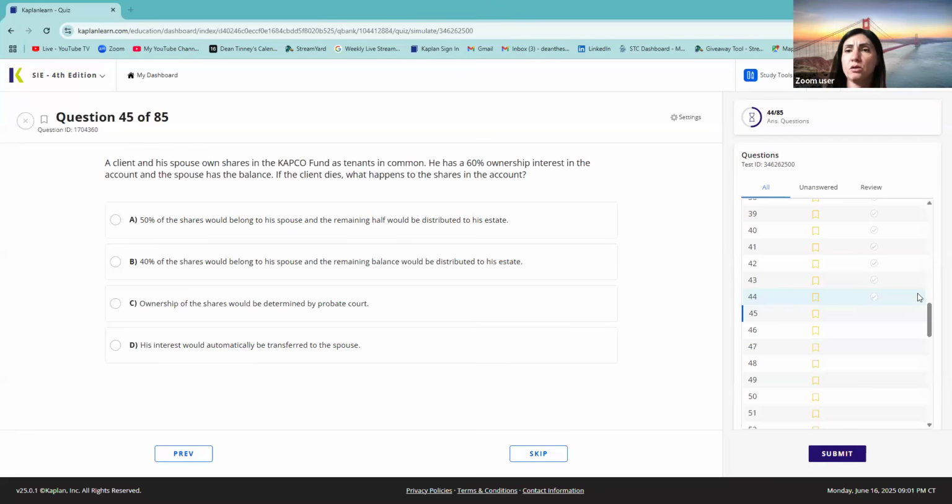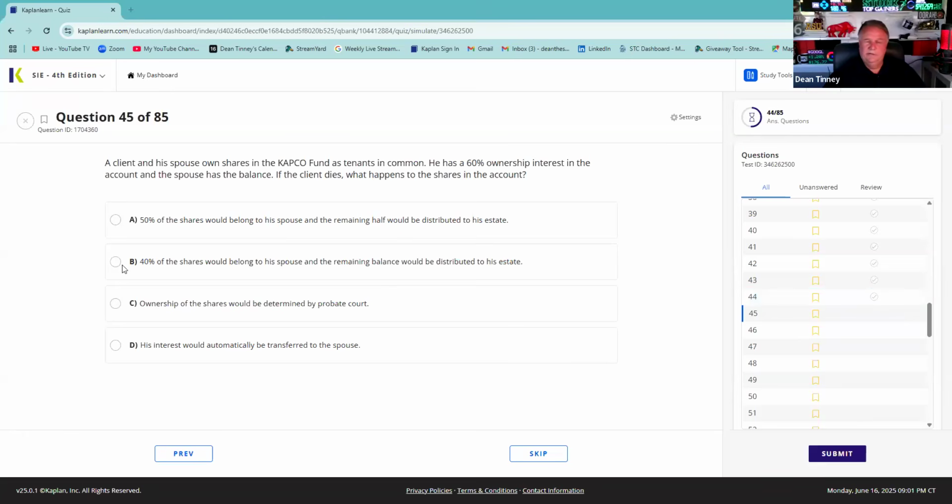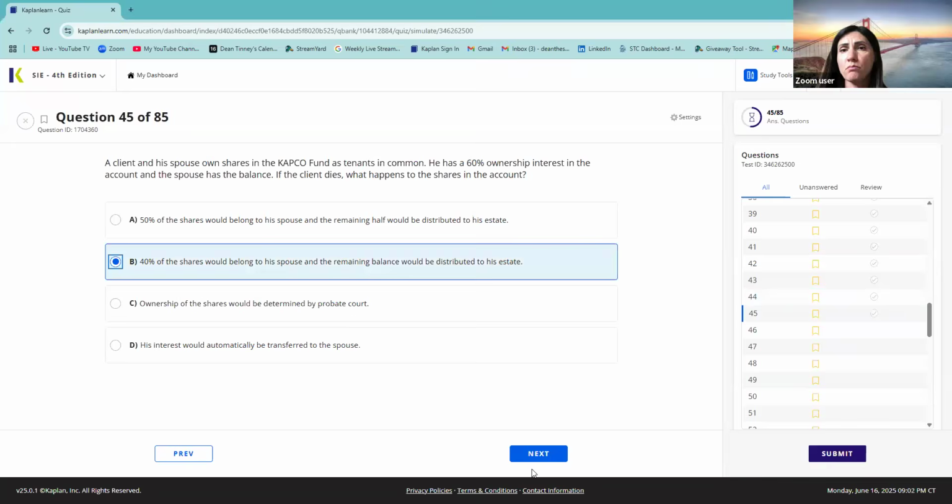So what happens to the 60%? It's going to be tied up, right? She's not going to be able to do it. So 40% stays with the spouse and the other goes to an estate or beneficiary. By the way, the test will be a lot clearer on that language than this particular question. Transfer on death avoids probate. Joint tenants with rights of survivorship, the surviving party gets the entire account.